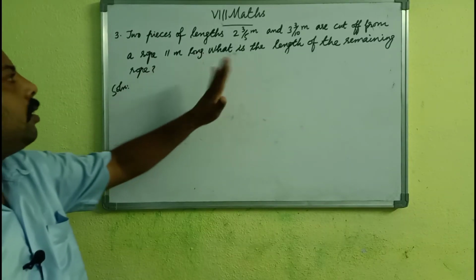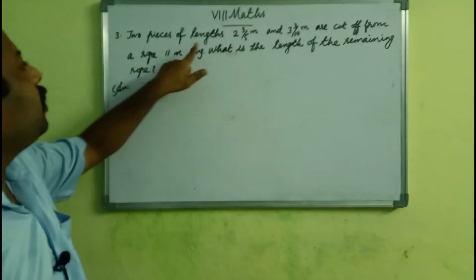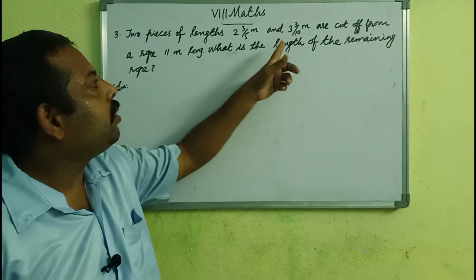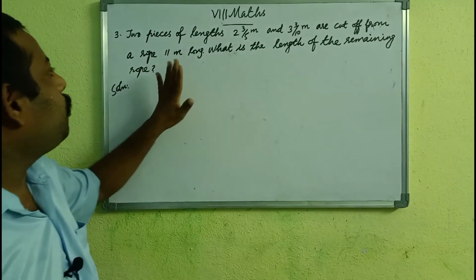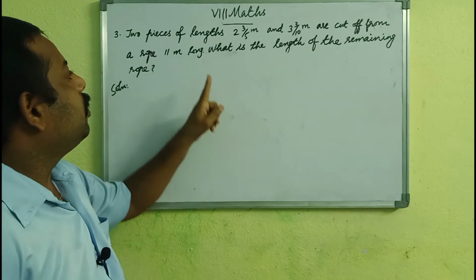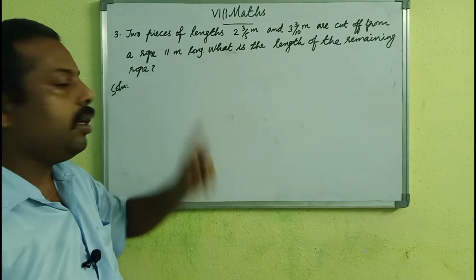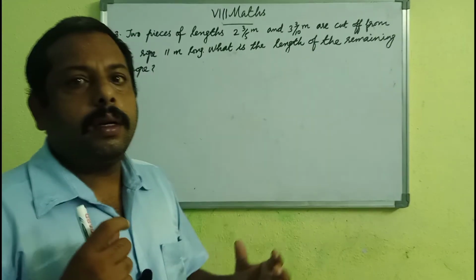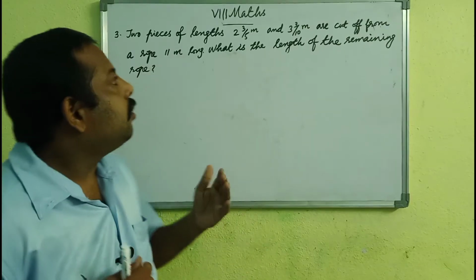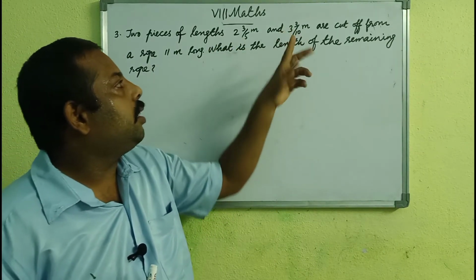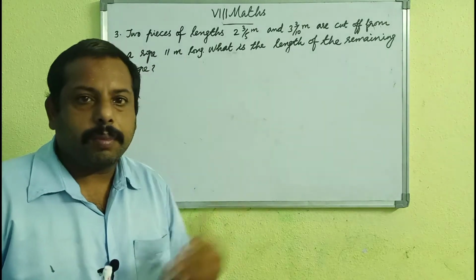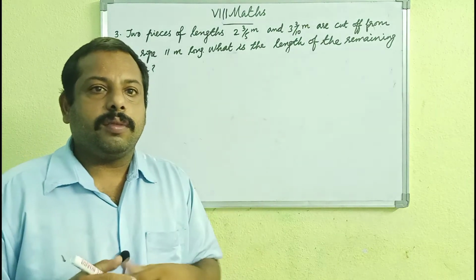So another question. Two pieces of length 2 3 by 5 meters and 3 3 by 10 meters are cut off from a rope 11 meters long. What is the length of the remaining rope? So one long rope is given of 11 meters. From that, two pieces of 2 3 by 5 meters and 3 3 by 10 meters are cut off separately. Then what is the length of the remaining rope?